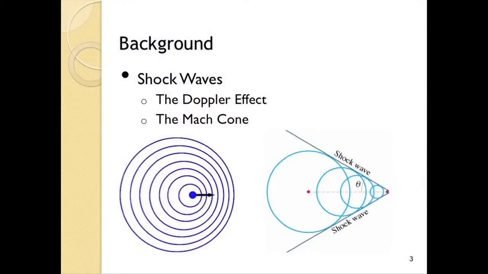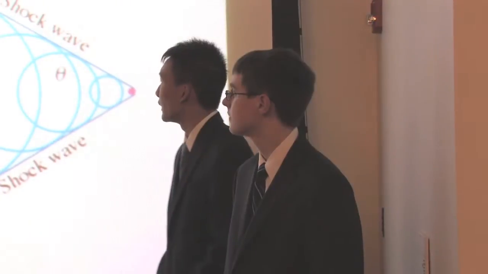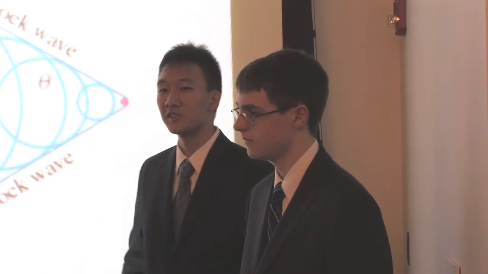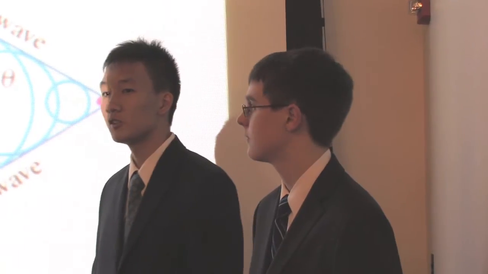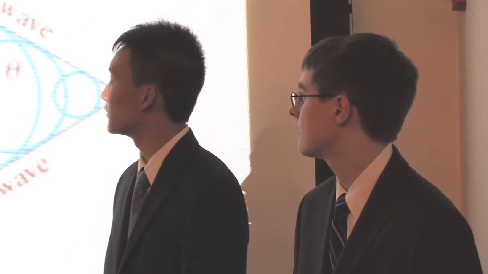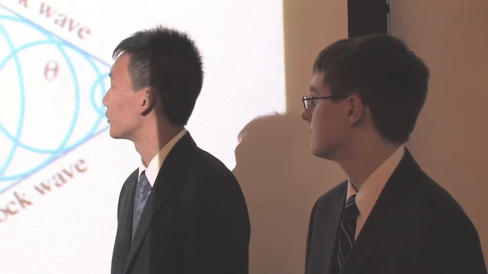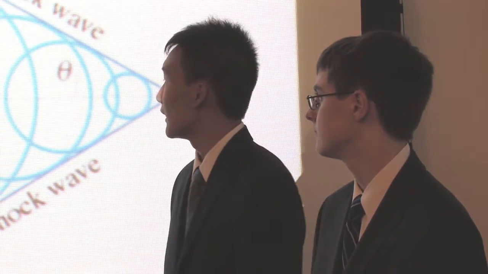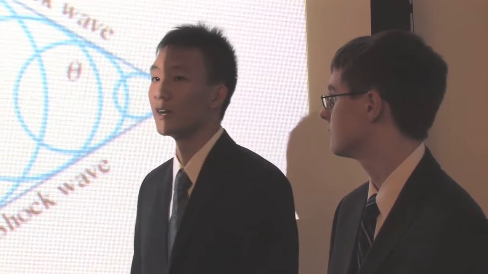Alright, so some background. In order to understand our project, you need to understand what a shockwave is and how shockwaves are created. So first off, there's something known as the Doppler effect. When a source that's emitting sound moves in a certain direction, the frequency changes depending on how fast the object is moving. As you can see in the picture on the left, this source of sound is moving to the right, and you can see that the waves in front of the source are compressed while the waves behind are expanded. And this effect becomes more noticeable at higher speeds.